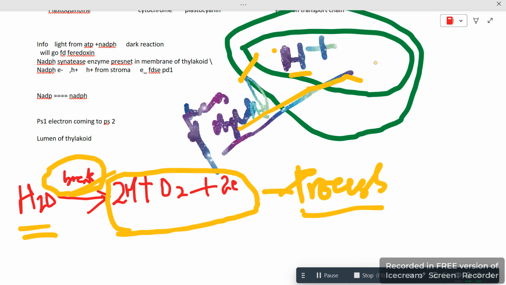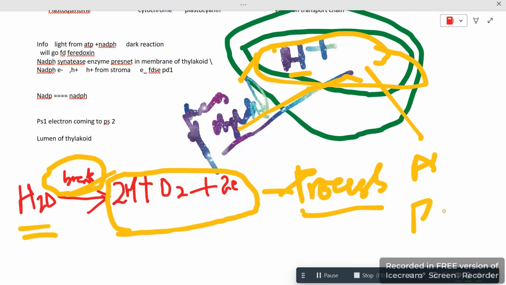Where will it be broken down? It will be broken down in this lumen of thylakoid, and this complete breakdown would be associated with PS2.